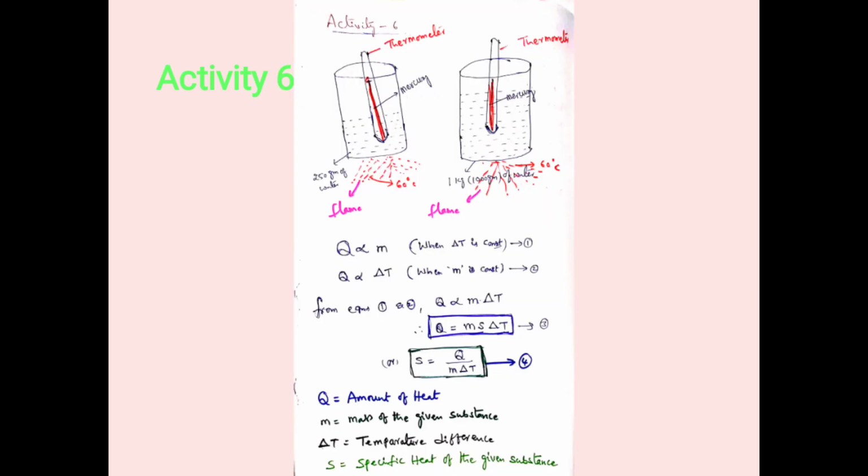Next, activity 6 from your textbook. Please open page number 6, activity 6. Here two diagrams, two beakers, are there. Did you observe? Two different thermometers are kept in two different beakers. Now take two beakers of equal volume. In the left side beaker we take 250 grams of water, and in the right side beaker 1 kg, that means 1000 grams, of water. Note down their initial temperatures using a thermometer.